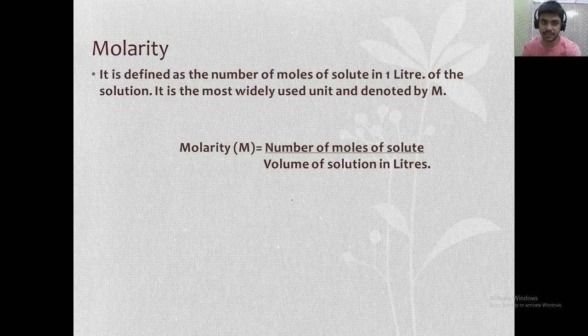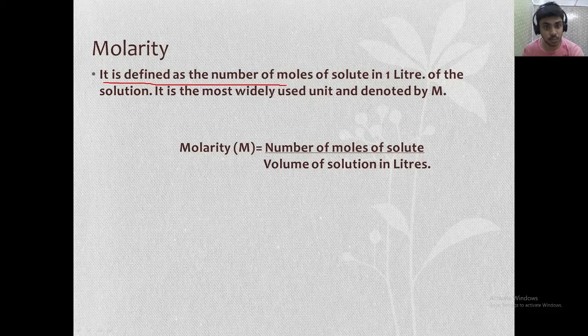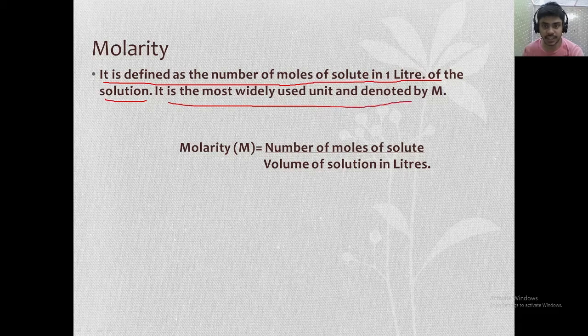Okay, so concentrate. What is molarity basically? Let's see the definition. It is defined as the number of moles of the solute in 1 liter of the solution. It is the most widely used unit and is denoted by M. I think you will see in your next lectures, like in the ionic equilibrium chapter, that molar calculations will come in great detail. You will always have to deal with molarity and normality in the ionic equilibrium chapter and other chapters.